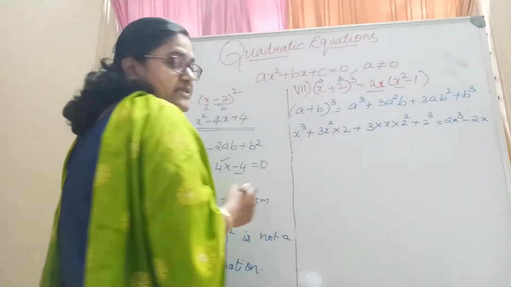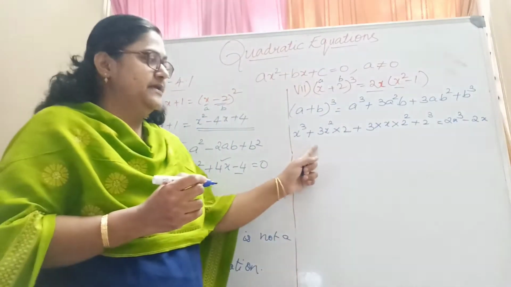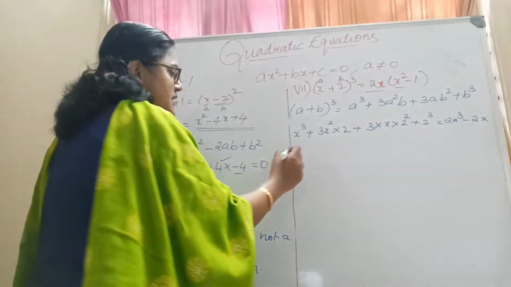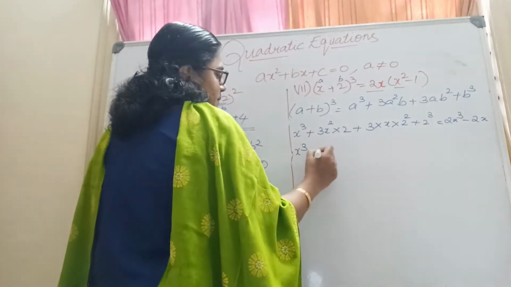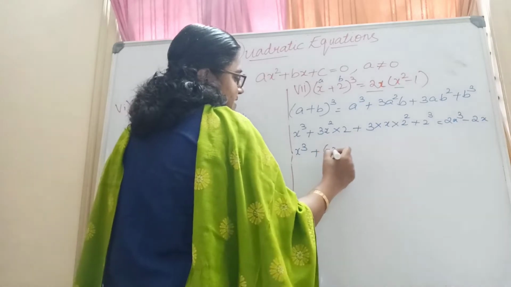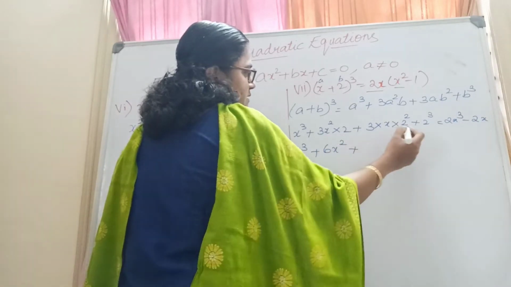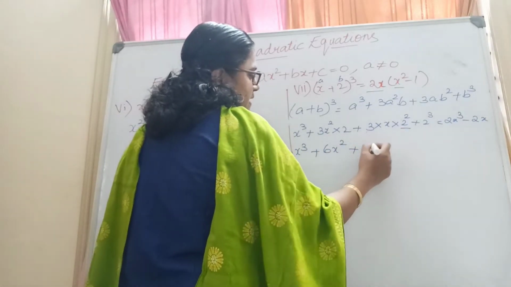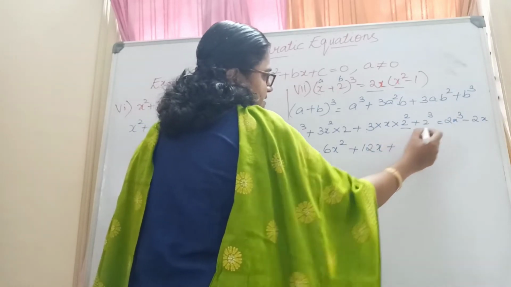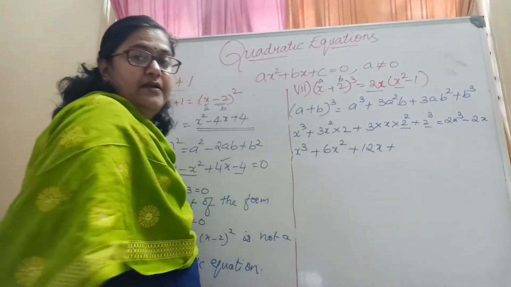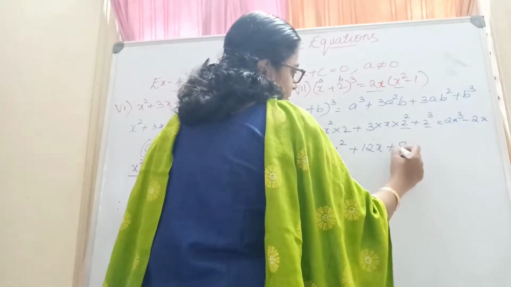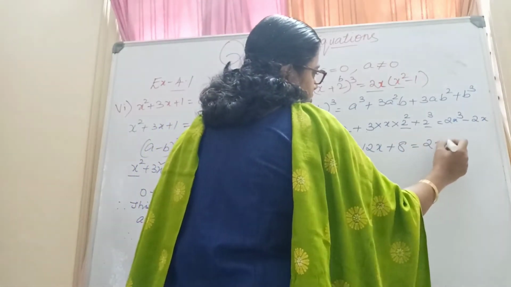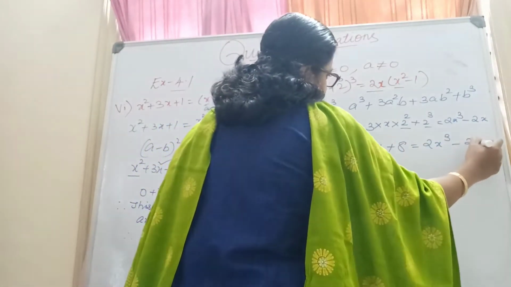Now this let me further simplify the LHS part. Let me simplify this further. X cube plus 3 2s are 6, 6x square plus 2 2s are 4, 4 3s are 12, 12x plus 2 2s are 4, 4 2s are 8. 2 cube is 8 is equal to 2x cube minus 2x.